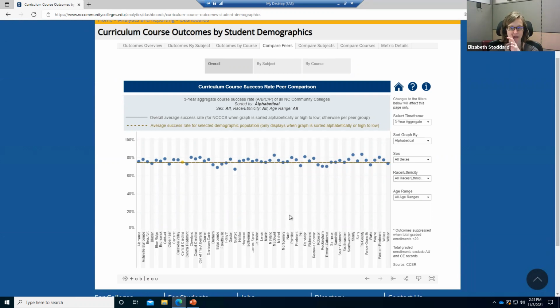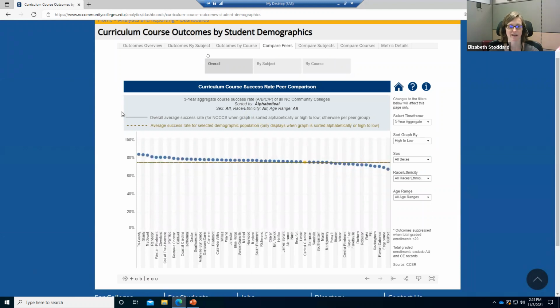And you can do a number of different things with this view that allow you to see the data. For one thing, you can sort the graph in some different ways. We're looking at it alphabetically, but I can sort it from high to low. And so this is telling you which colleges had the highest and the lowest overall course success rate across the system.